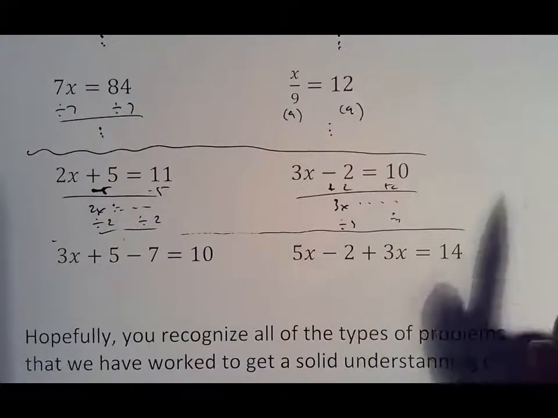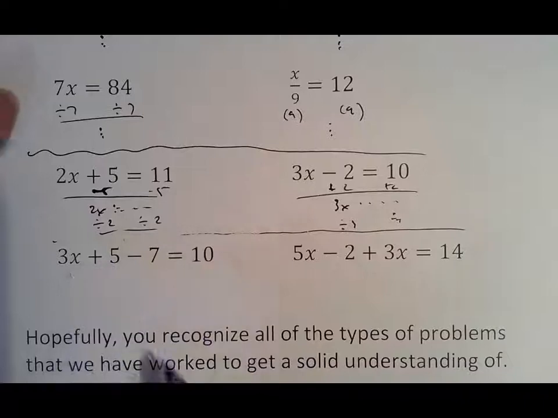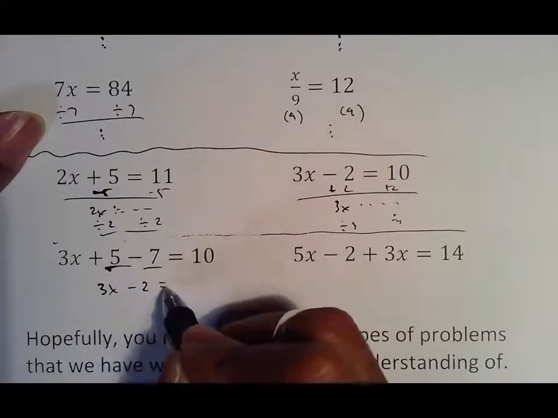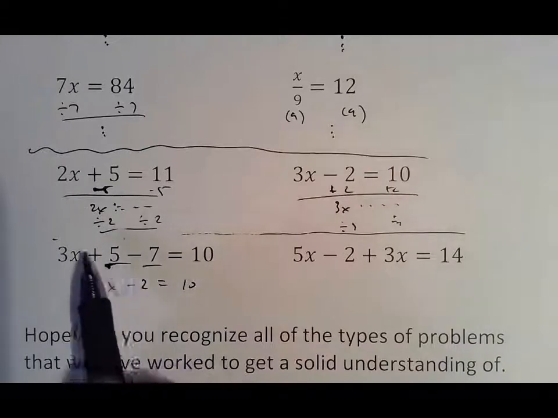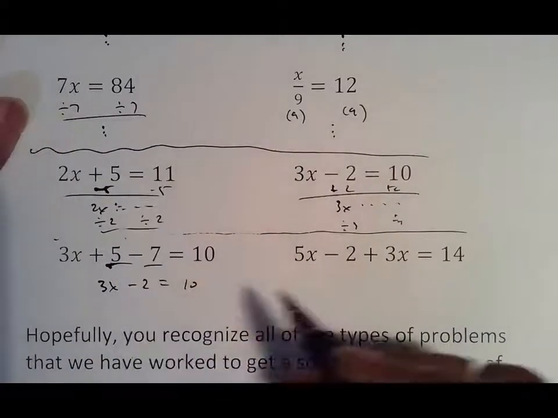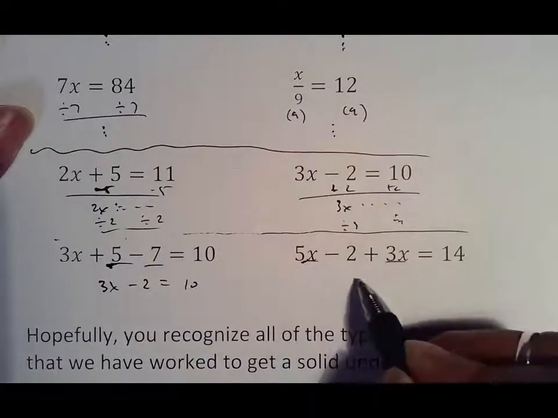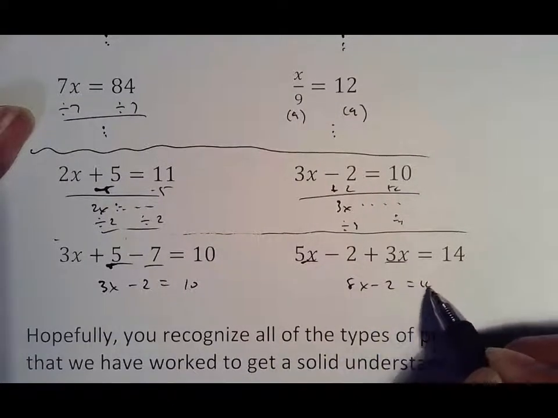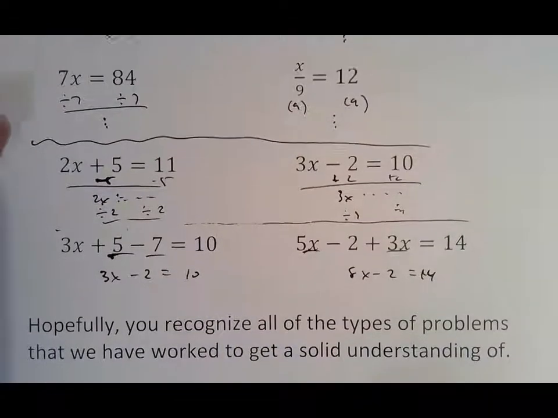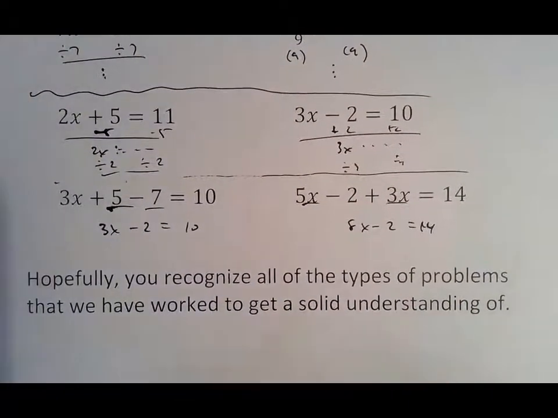The second week of this chapter was the one where you have to now put these together, recognizing this becomes 3x minus 2. Again, remember the negatives win by 2. That was the process that we used, and then solve like we did up here. Or recognize that this is 8x minus 2 equals 14, and again, follow the process that we learned up there. So hopefully you recognize all or most of these problems that we've worked through to get a solid understanding of what's going on.